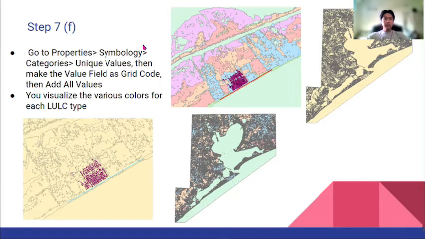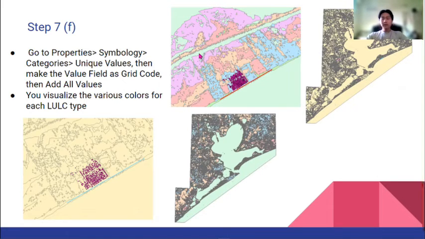I continue with step 7F, which is to visualize the various colors for each LULC type. First we go to the properties, then click Symbology, then choose Categories, and lastly choose Unique Values. Then make the value field grid code, then add all values. From these 4 pictures, it shows the various colors for each LULC type.